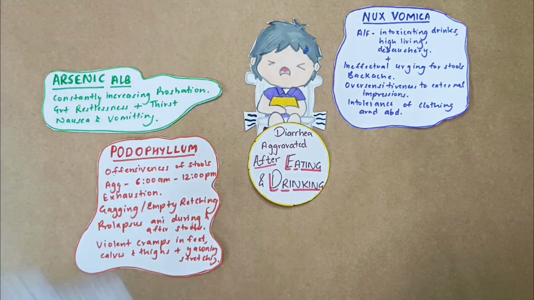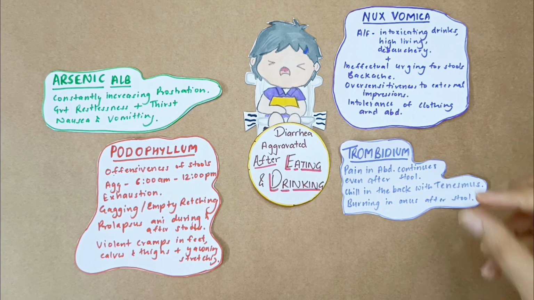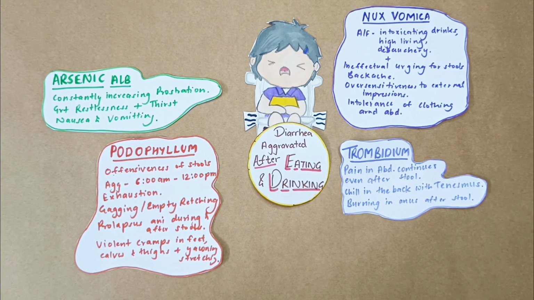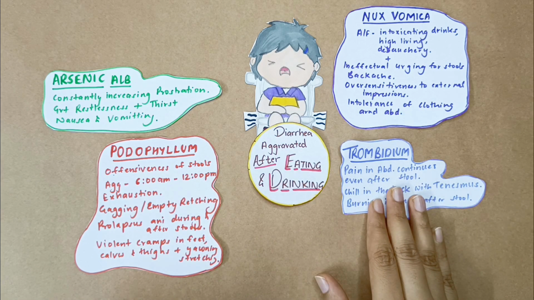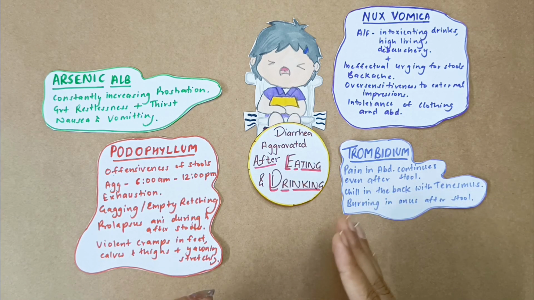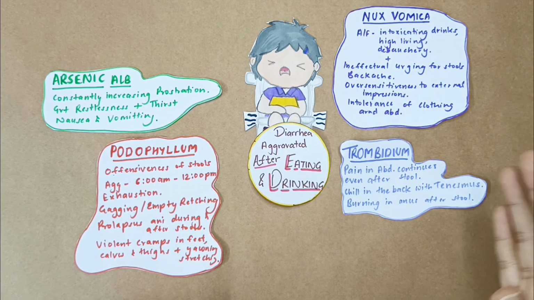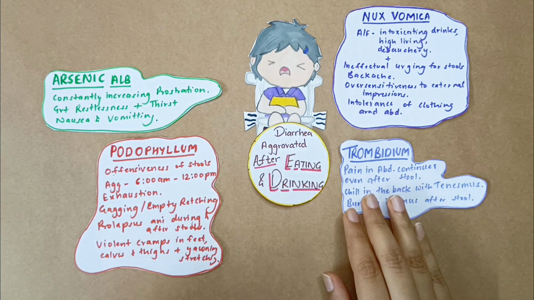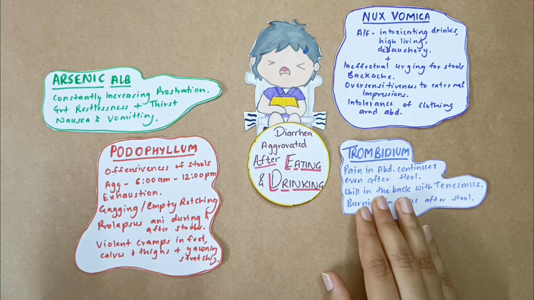Then we also have another remedy called trombedium. Trombedium also is a very important remedy for diarrhea. In this remedy, a very characteristic symptom is that pain in the abdomen continues even after stool. While discussing Croton Tig, we studied that in Croton Tig the stools are preceded by colic. So there was colic, and after the colic or pain in the abdomen, the diarrhea came. But in trombedium, the pain in the abdomen continues even after they have passed their stool.